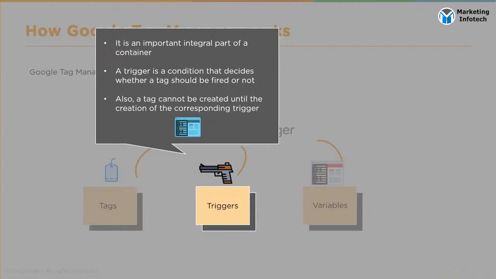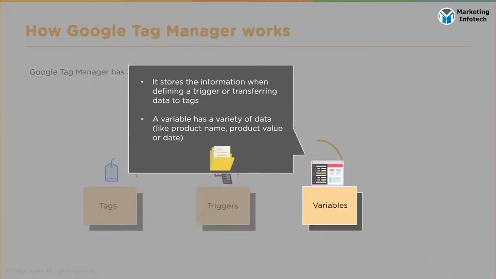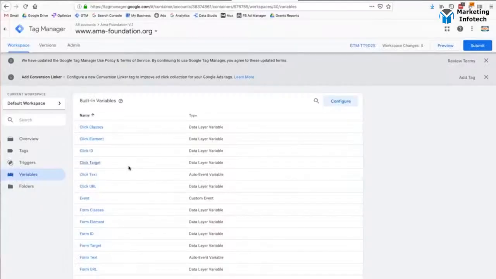The tag cannot be created until the creation of the corresponding trigger. So tags and triggers go together. You can't just create a tag and not have a trigger. Otherwise, your tag will never fire. And then the variable is there again. It stores the information when defining a trigger or transferring data to a tag. So a variable has a variety of data. You pick and choose the variable you want to use with that trigger. By defining a variable, you're telling GTM how that trigger should be fired. So let's take a look at another example here of how all three play together.